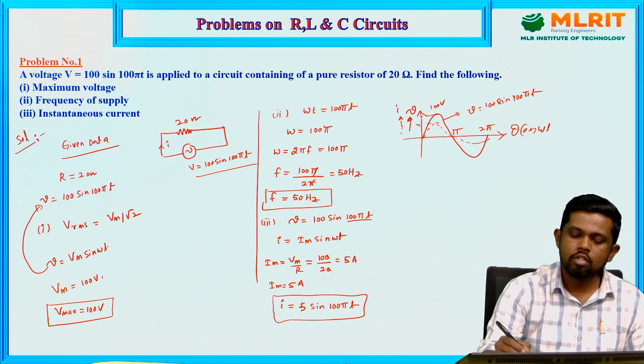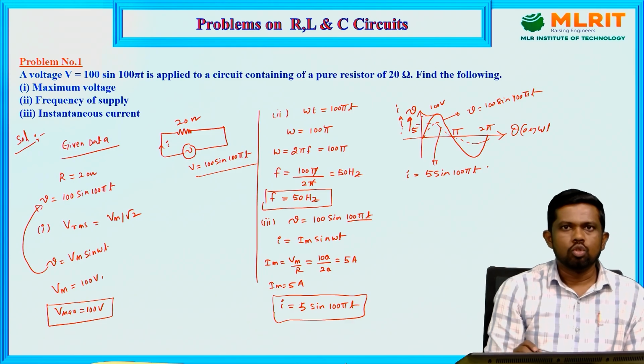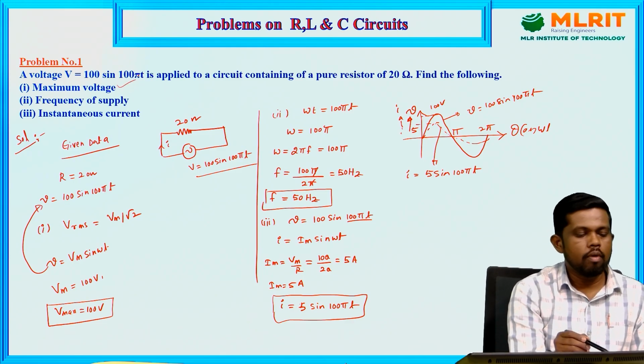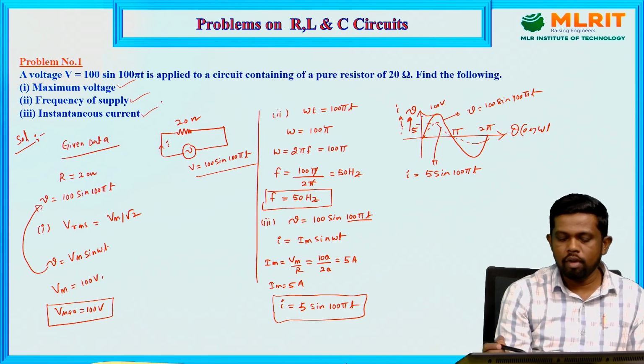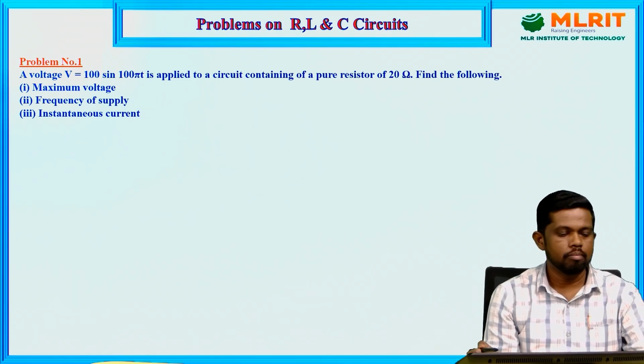So this value is a plus 5. I mean to say the I value we can write as I equal to 5 sine 100 pi t. So this is the end of the question asked about the peak value or arbitrary value of voltage. The frequency of supply is 50 hertz, then the instantaneous value of current is I equal to 5 sine 100 pi t. So this is the end of the first question based on R.